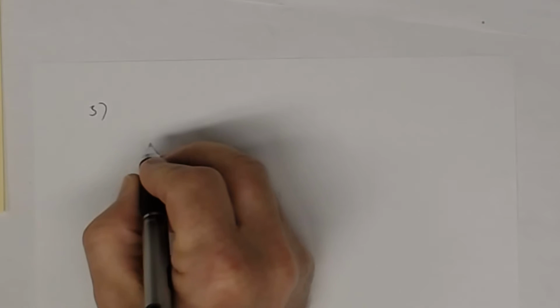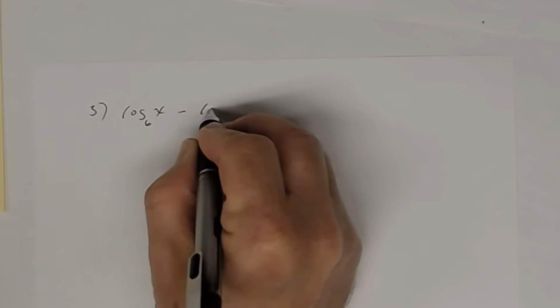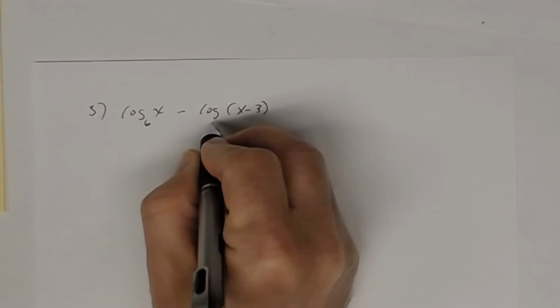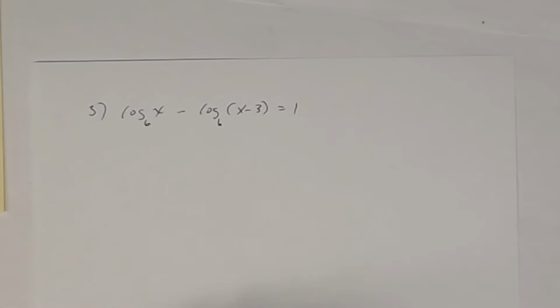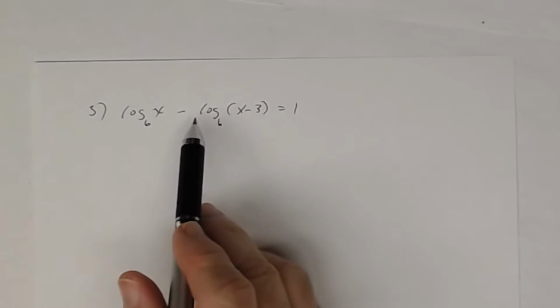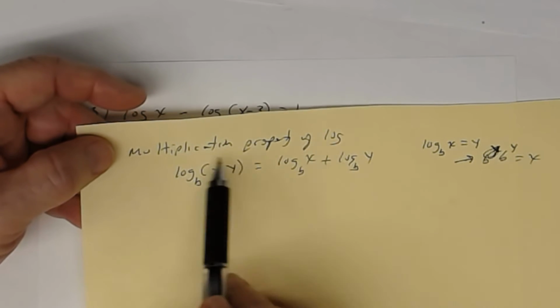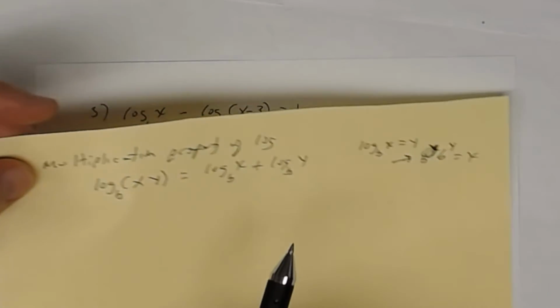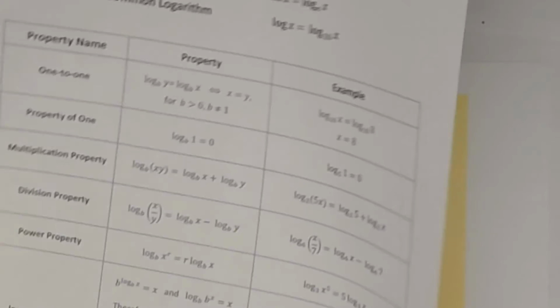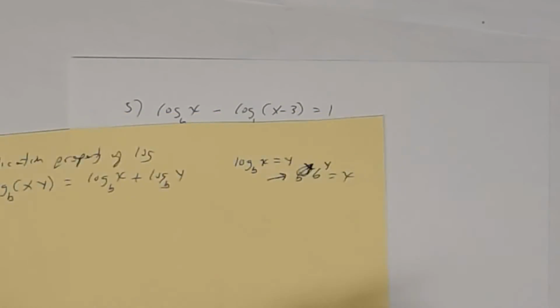We have the log of x base 6 minus the log of (x minus 3) base 6 equals 1. Okay, now this time this is subtraction, so you have to be careful. In the previous two we were using addition, so we used the multiplication property. So this time we're going to use the division property. See subtraction? Okay, so let's talk about the division property.